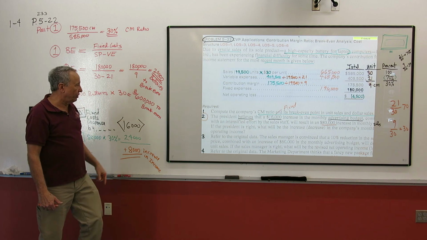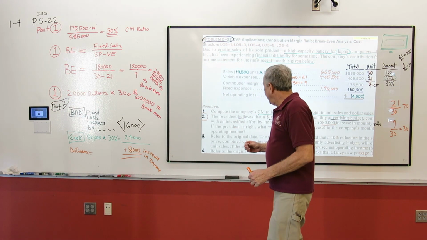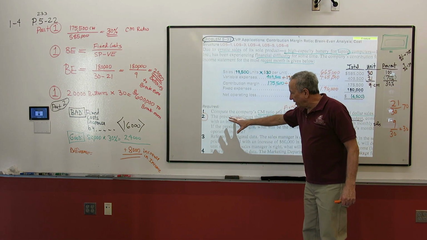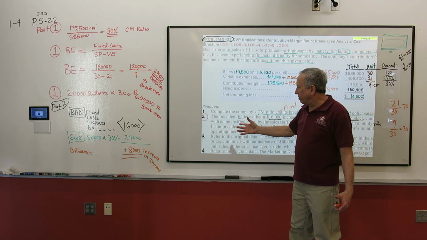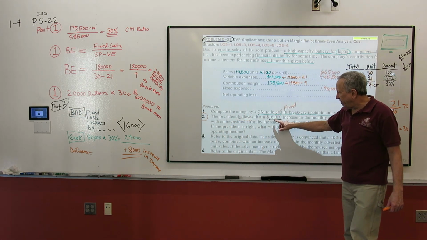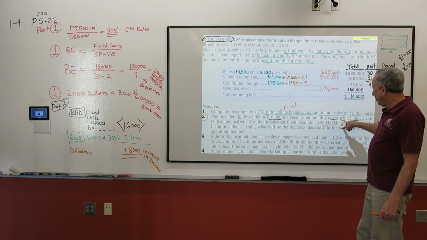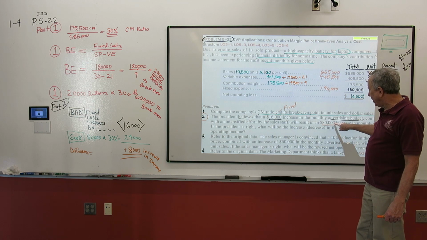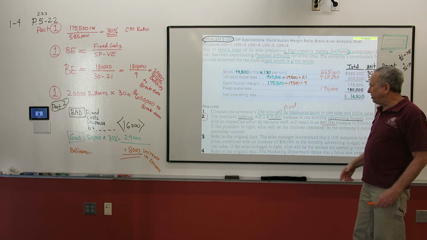All right, now number 2. I'm going to cover this on the test for sure. I'm going to give you scenarios on the test, like 2, 3, and 4. This scenario is really a hypothetical. The president believes that if he or she increases advertising by $16,000, it will result in an $80,000 increase in sales. The president says, if I'm right, what would be the increase or decrease in income?